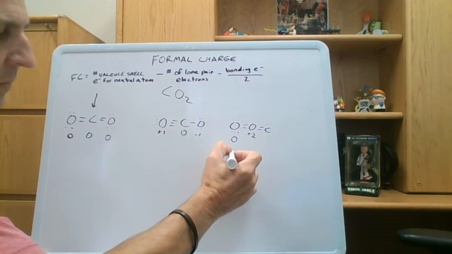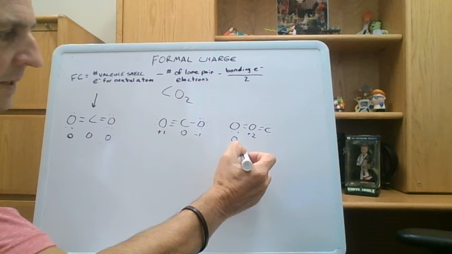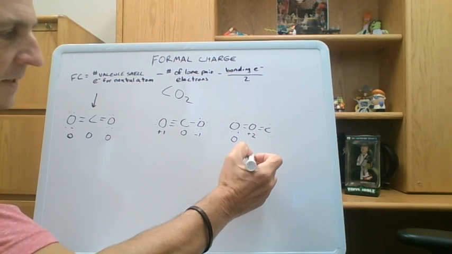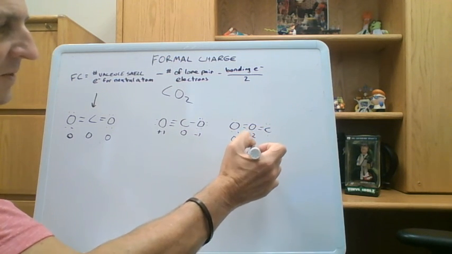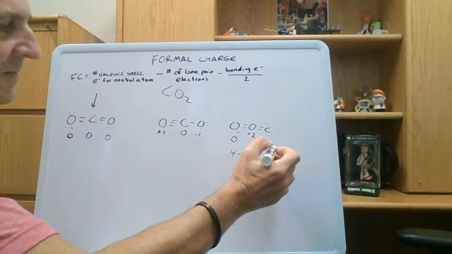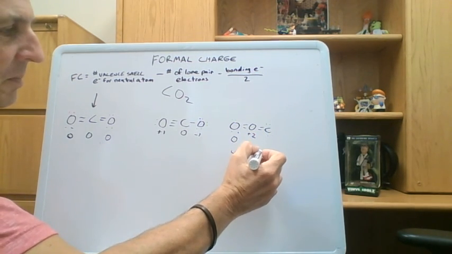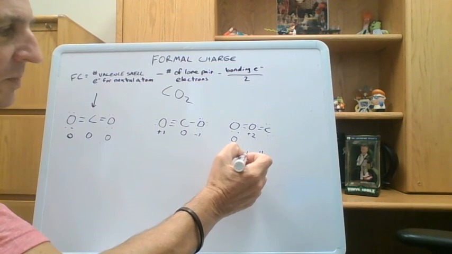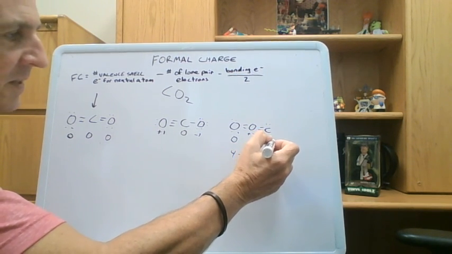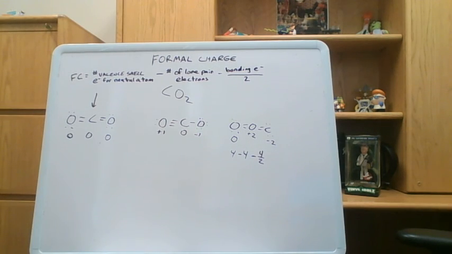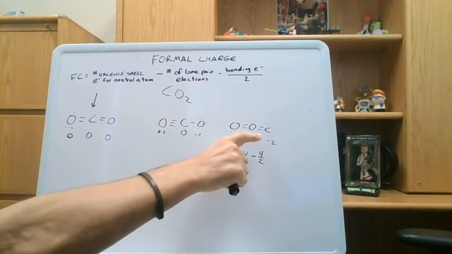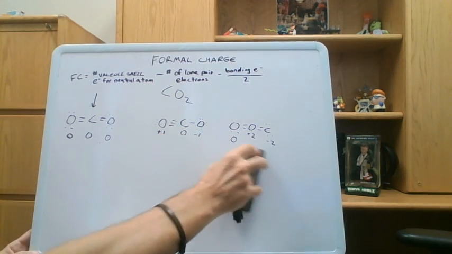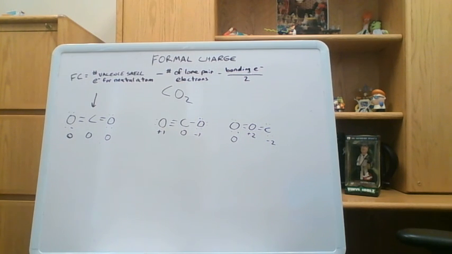If we look at that carbon, it would normally have 4. It has 4 lone pair electrons, and 2, 4 bonding electrons, and we divide that by 2. So we have 4 minus 4 minus 2, which is negative 2. So we have larger formal charges here. So the first would be the preferred, this would be the next best, and this would be the last choice for how that configuration looks. And so this would be, again, the preferred.